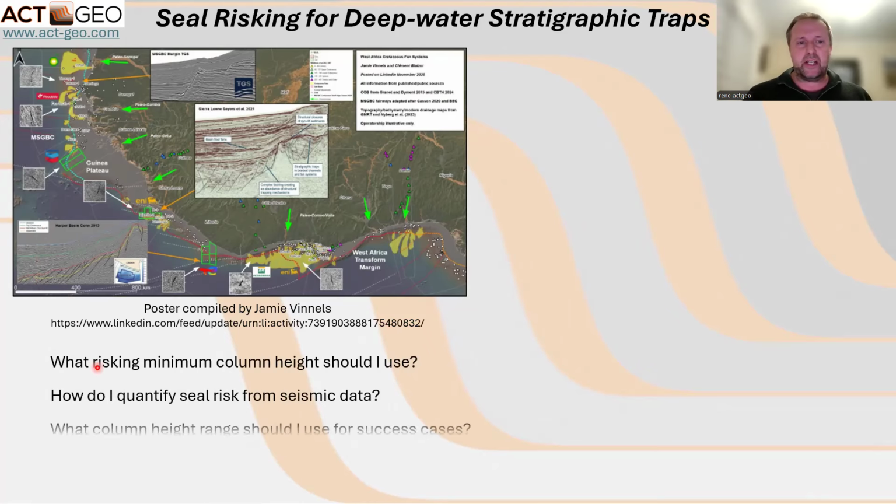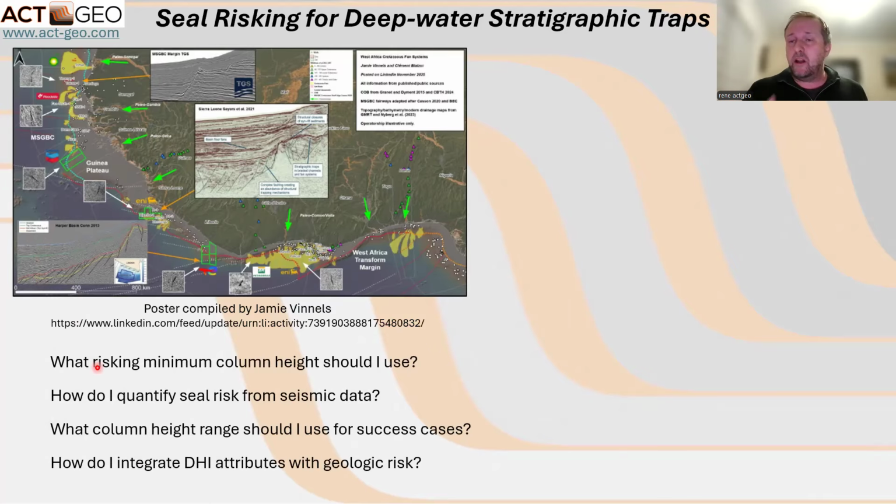You may have questions after this about, okay, what's the minimum column height I should use? Should I always use the same one? Is it different for oil versus gas? Okay, you've kind of shown me the seismic methods, but how do you actually quantify seal risk? What column range should I use for success cases? Does it depend on the depositional setting, on the fluid type again? And how do I really integrate the DHI attributes with geologic risk?